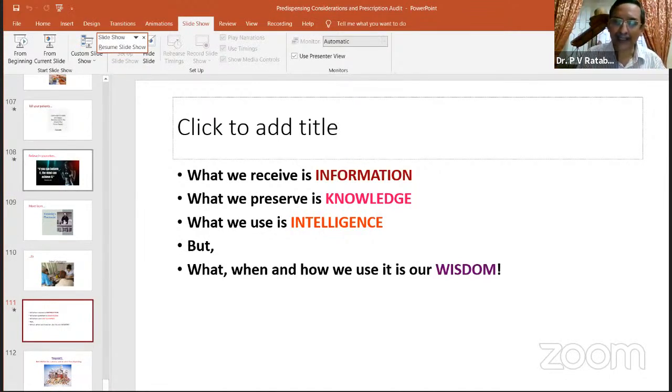So, final message: do everything with wisdom. You should gather information, use your knowledge, use your intelligence, but ultimately use your wisdom. Do a good prescription audit. Look at the prescription errors. Look at sound-alike, look-alike names. Look at drug interactions and dispense correctly without any errors.